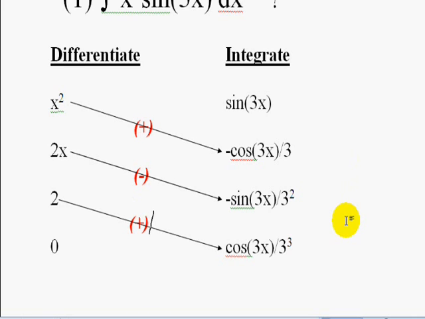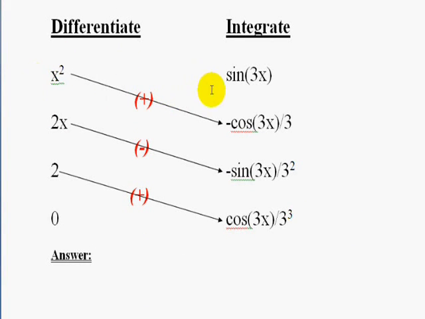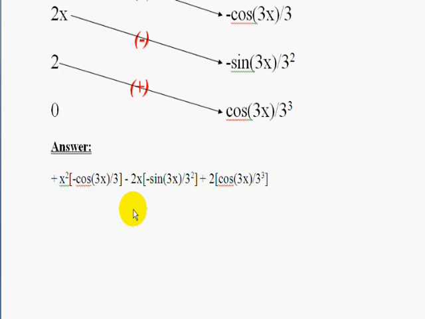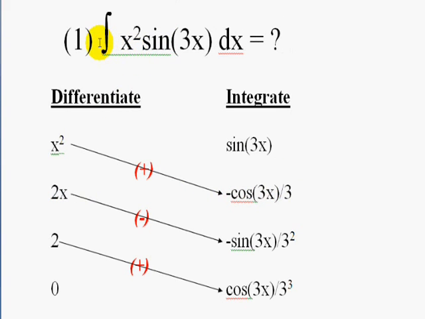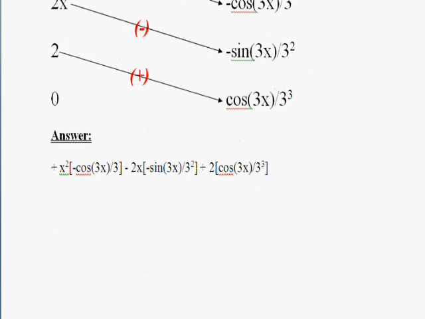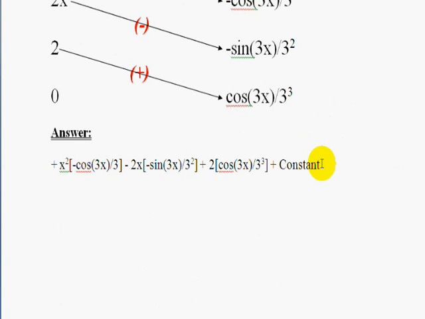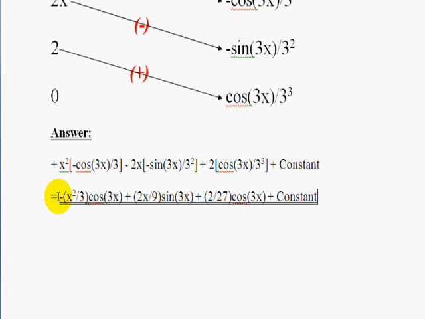And then the answer would be positive x squared times negative cosine 3x divided by 3, negative 2x times negative sine 3x divided by 3 squared, and positive 2 times cosine 3x divided by 3 cubed. So that's what you see over here, but this is an indefinite integration, therefore we have to add a constant. So that's the answer. By further simplification, we would get this as the answer.